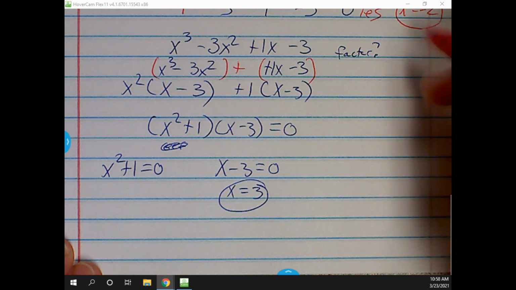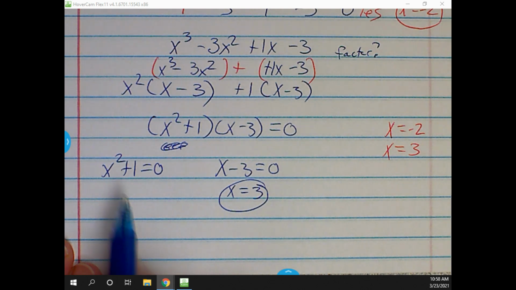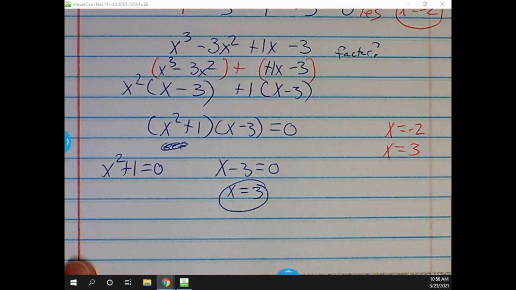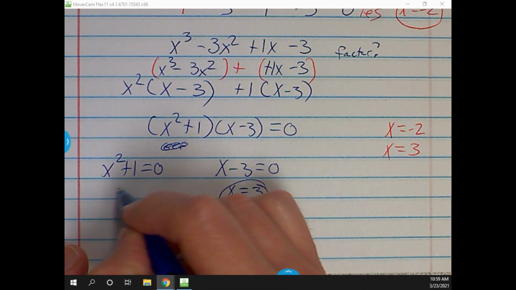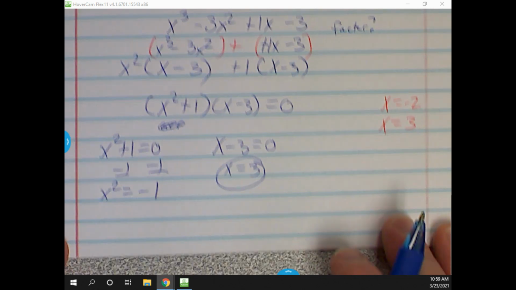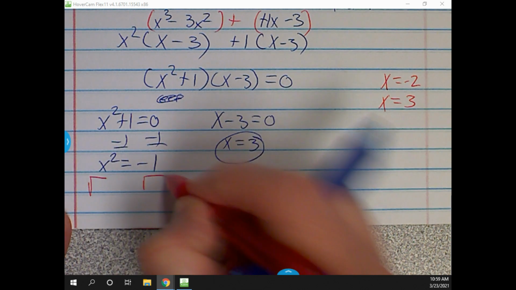So we had back up here at the top, we had x equals -2. So we've got that one. Now we've got x equals 3. Okay, we've got x squared plus 1 is equal to 0. And we said the easy thing to do is, and I think this is what we talked about yesterday, I think we came back and reviewed that one a little bit, that if you've got x squared and a number, the easiest thing to do is just to move that number over to the other side. And then to get x squared down to x, we just have to square root it.